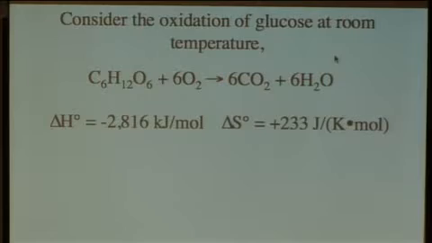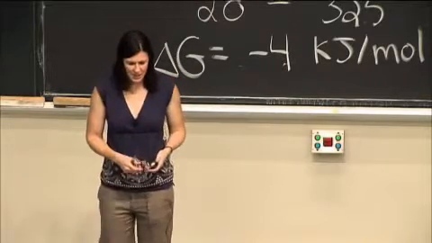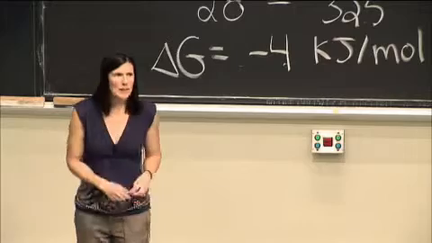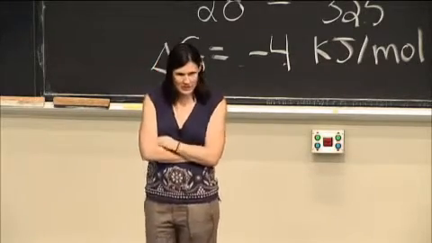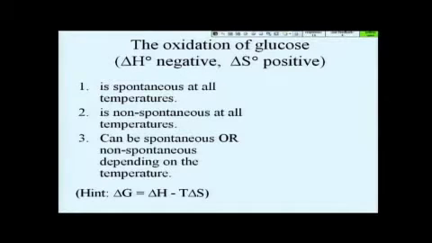So before we actually do this calculation, let's go to a clicker question, and I want you to think about what's happening here. If you're thinking about the oxidation of glucose and what the sign is of the change in enthalpy and the change in entropy, which of these statements is true? Is it going to be spontaneous at all temperatures, non-spontaneous at all temperatures, or will it depend on the temperature whether this reaction is spontaneous or not spontaneous? So remember, this is our relationship here. Let's go ahead and just take 10 seconds on this one.